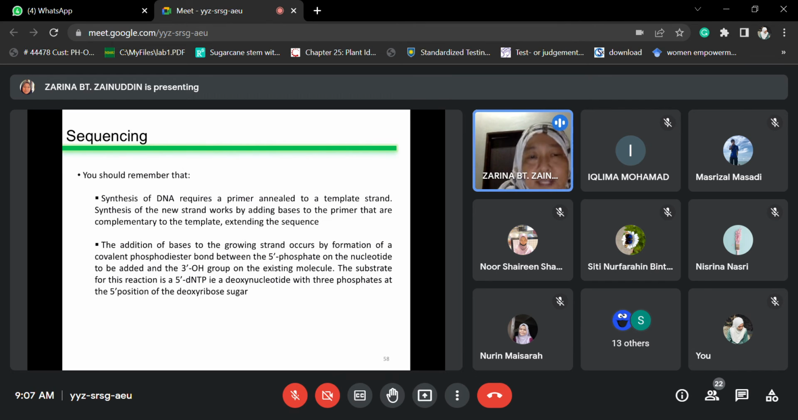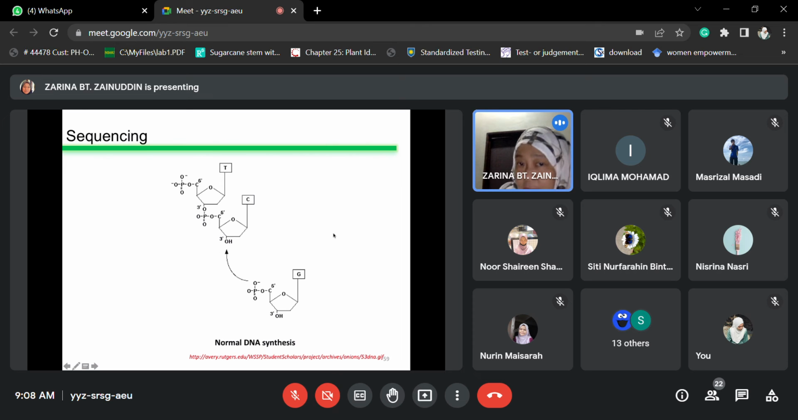The second principle that you should remember for sequencing is that the addition of bases to the growing strand occurs by formation of what we call a phosphodiester bond, between the 5' phosphate of the nucleotide to be added and the 3' hydroxyl group on the existing molecule. The substrate being added is actually a 5' dNTP, which is a deoxynucleotide, with 3 phosphates at the 5' position of the deoxyribose.